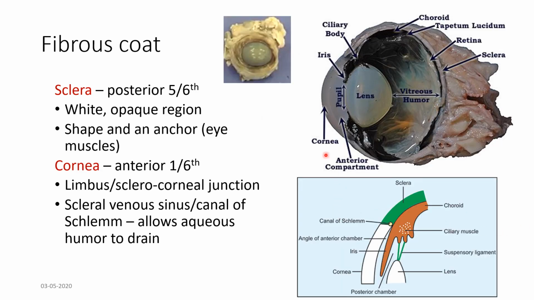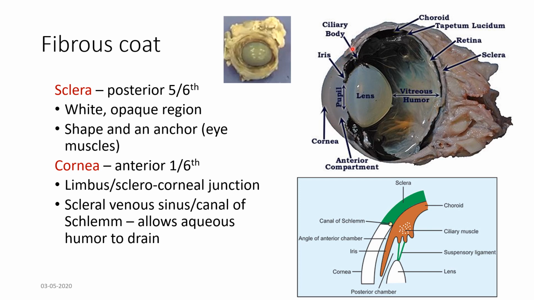Let us study the details of the fibrous coat. It consists of the sclera in the posterior 5/6, which is white and opaque. Its function is to give shape to the eyeball, and it also gives anchorage for the attachment of eyeball muscles. The cornea forms the anterior 1/6.